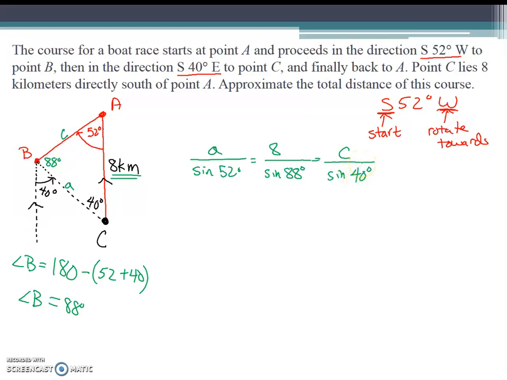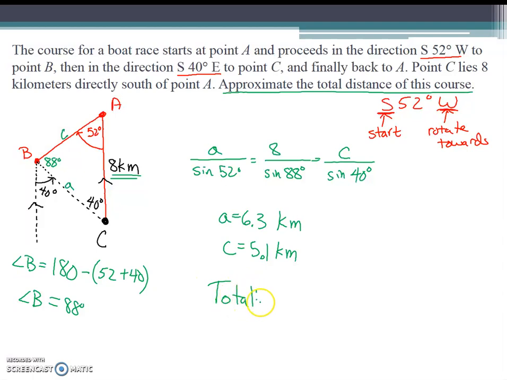And I will let you work your way through it, but you should get A is 6.3 kilometers. C is 5.1 kilometers. And then approximate the total distance, in other words, finding the perimeter. Adding those up, total distance would be 19.4.